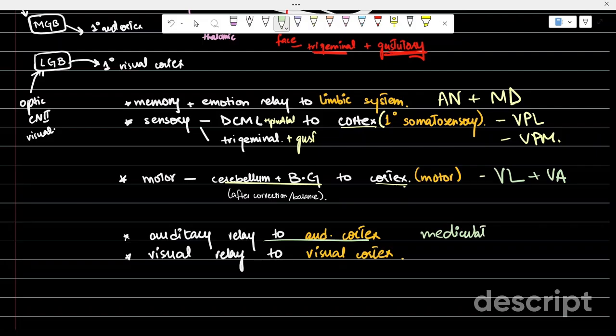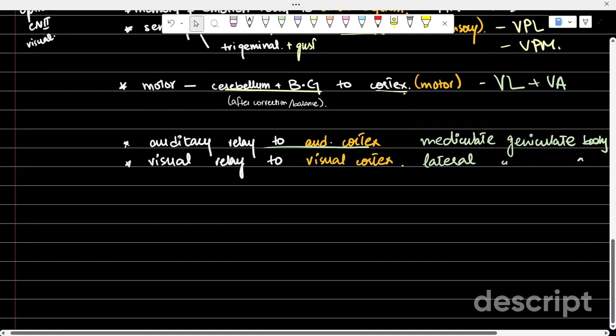Remember it with the mnemonic music. We listen to the music through our ears. So medial geniculate body for the auditory cortex. For the visual cortex, the optic nerve is through the lateral geniculate body. So this was all about the structure of thalamus.